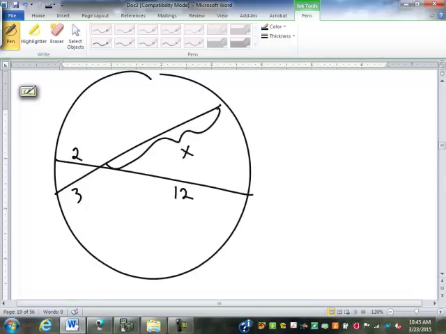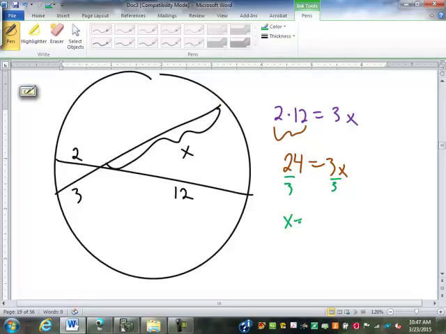Find that missing length. How do we find it? 2 times 12 equals 3 times x. Okay, so 2 times 12 is 24 equals 3x, and we divide by 3. X equals 8. Very good.